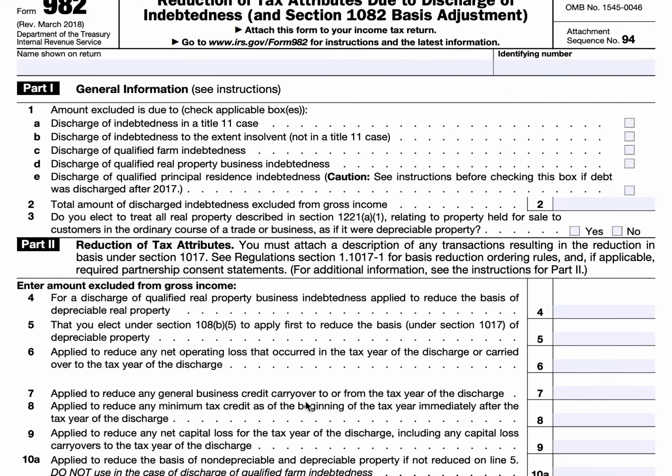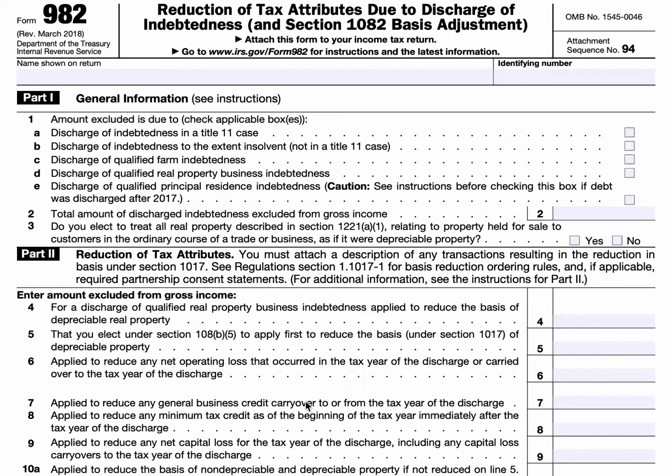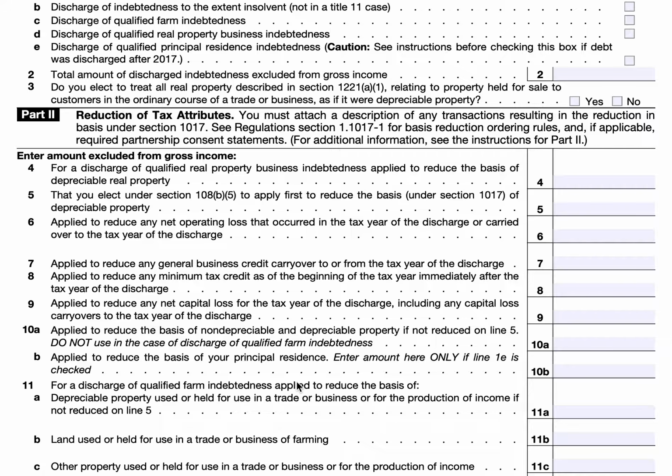There are three parts to this. Part one, general information, where you outline the type of property indebtedness that you plan to discharge. In part one, you're also going to calculate the total amount of discharged debt. In part two, you're going to allocate that discharged debt either as a reduction in basis of certain property or as a reduction or elimination of certain tax credits based on Treasury Department ordering rules. So we'll get to that in a little bit.